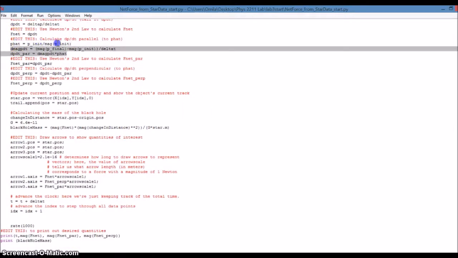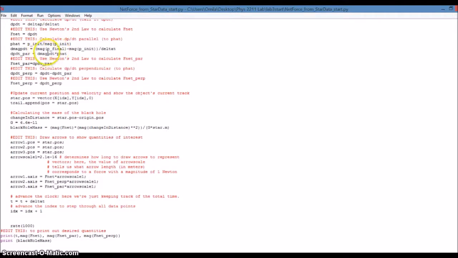Also, dp/dt in terms of the parallel component was set equal to dmag_p_dt times p hat. This is key because the parallel component of the change in momentum refers to the change in magnitude of the movement, while the perpendicular component refers to the change in direction. The most important part of the code was shown in the portion that calculated the mass of the black hole, with the change in distance variable being equal to the position of the star minus the origin. The origin position was set as the position of the black hole.